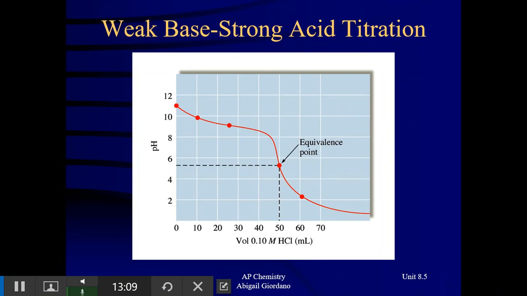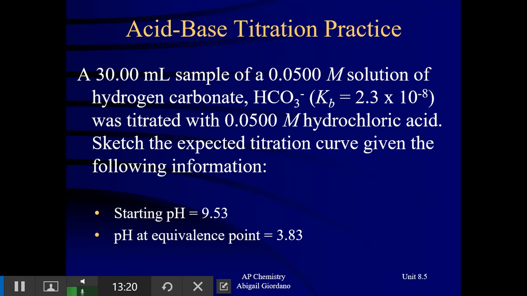I wanted to go over these graphs with you because very often, you will be asked to draw a graph on the AP exam. We're going to do one question together, and then I'm going to have you try one on your own. So let's look at this.